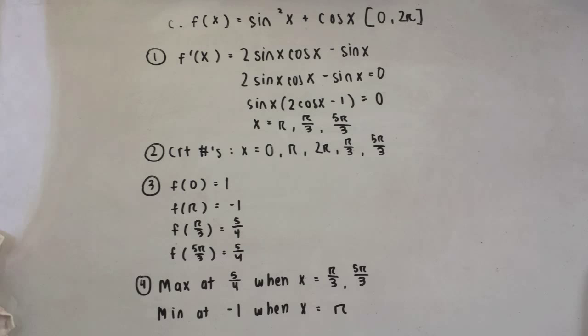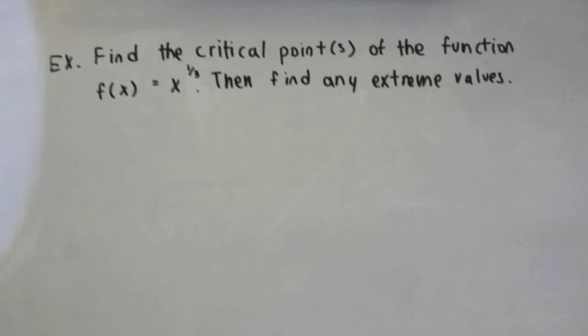Now, you find that there are two maximum values of 5 over 4 when x is pi over 3 and 5 pi over 3. And there is only one minimum, negative 1, when x equals pi. You are now a perfection of 4.1.